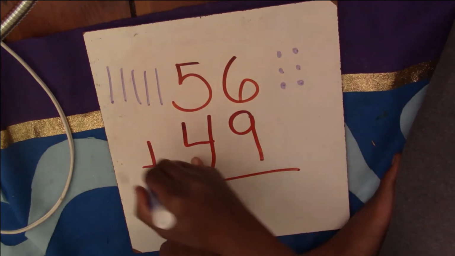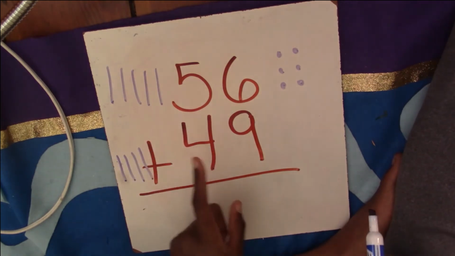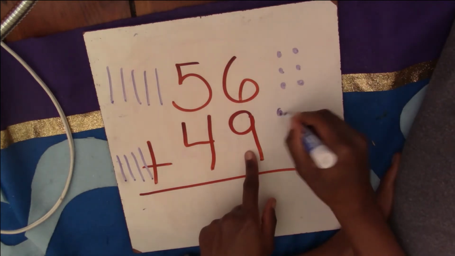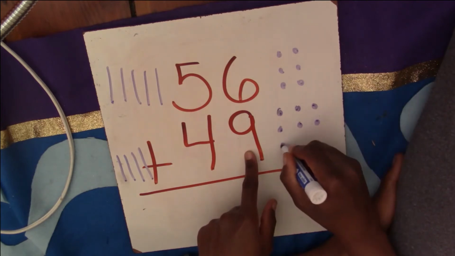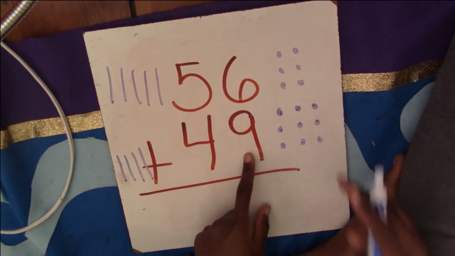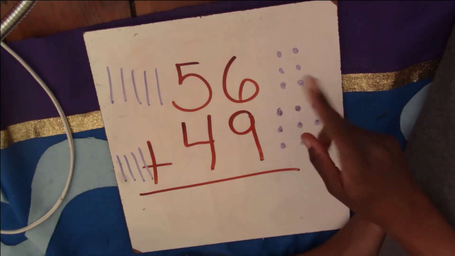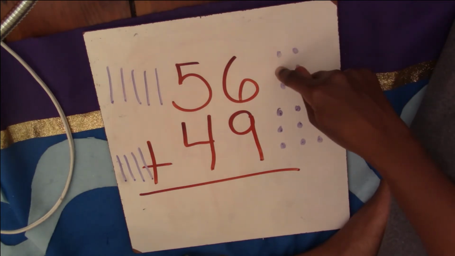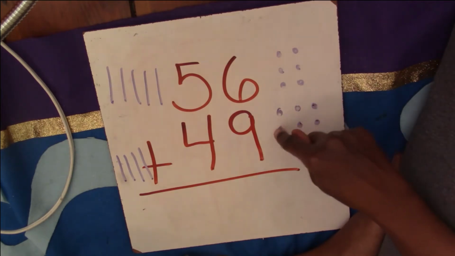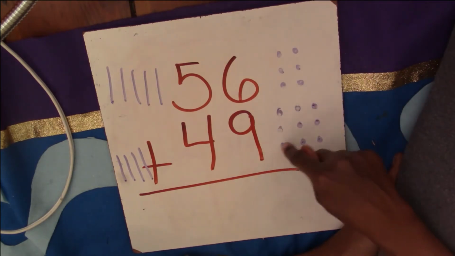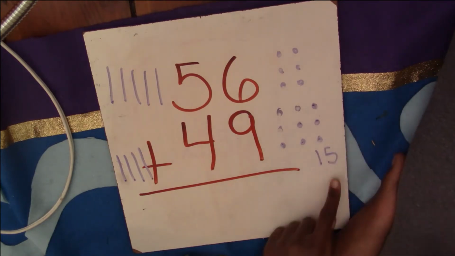Now I'm going to draw my tens: 10, 20, 30, 40. Now I'm going to draw my ones: 1, 2, 3, 4, 5, 6, 7, 8, 9. Now I'm going to count all of them up. I always start with my ones: 1, 2, 3, 4, 5, 6, 7, 8, 9, 10, 11, 12, 13, 14, 15. So I have 15 ones over here.